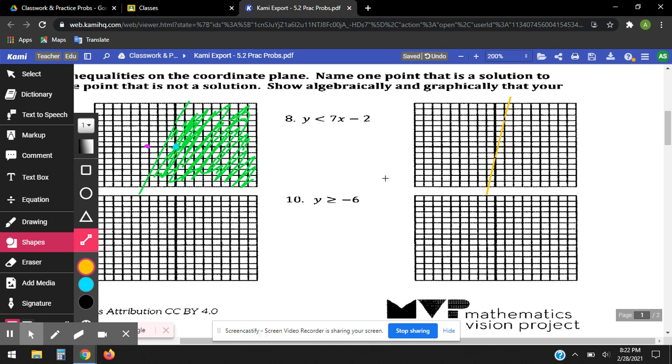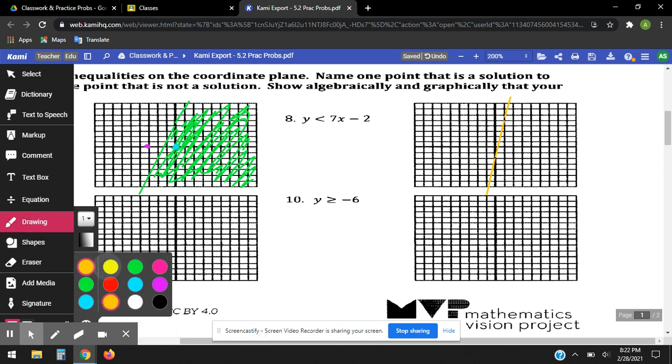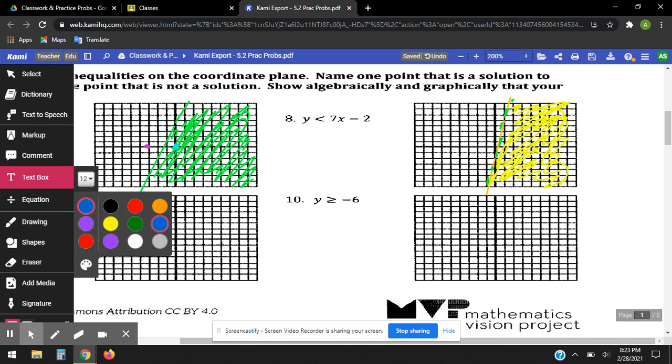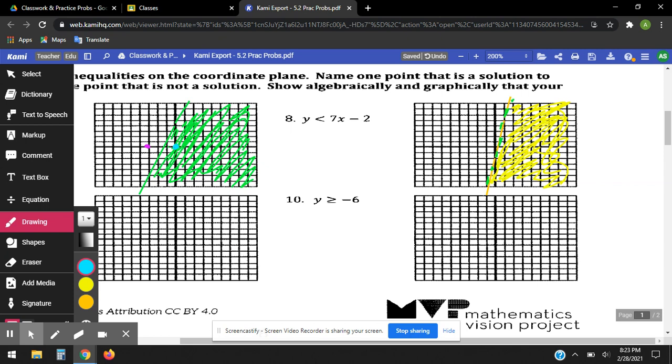Y is less than. So I actually want to fill in my less thans over here because this is where y is less than, but it cannot be equal to. So here's part of the problem. I'm going to go ahead and just put little breaks in here because I want to show it is not equal to it, but that's where my line is. All right, so blue is our solution. Let's go ahead and do our blue text box. So blue is a solution.